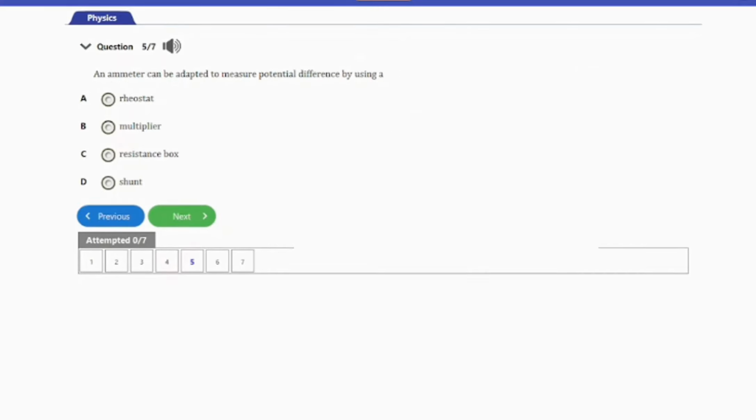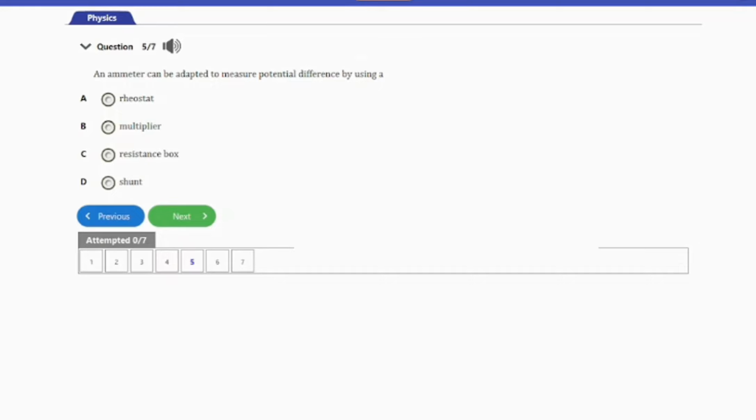It says, an ammeter can be adapted to measure potential difference by using A, rheostat, B, multiplier, C, resistance box, D, shunt. So guys, the answer to this question is option B, and that's multiplier. The multiplier is the high value resistance that is usually connected in series to an ammeter or a milliammeter, in order to convert it to a voltmeter. So that's it for this question.